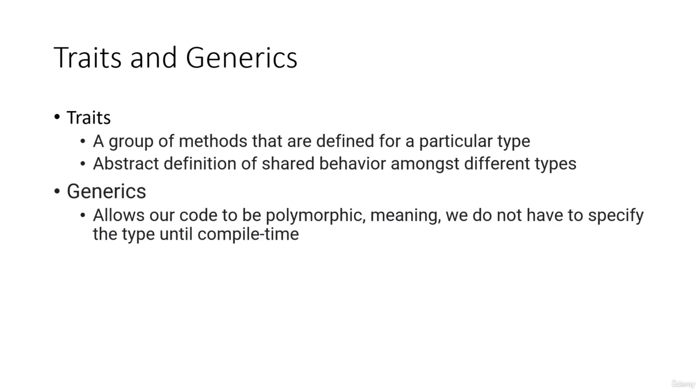And then we'll follow that up with traits and generics. So traits are a group of methods that are defined for a particular type, and it's going to be an abstract definition of shared behavior amongst different types. And then generics are going to allow our code to be polymorphic, meaning we do not have to specify the type until compile time. So for example, we have integers and strings. Well, we can create code that will be able to operate efficiently on whether our type is an integer or if our type is a string.